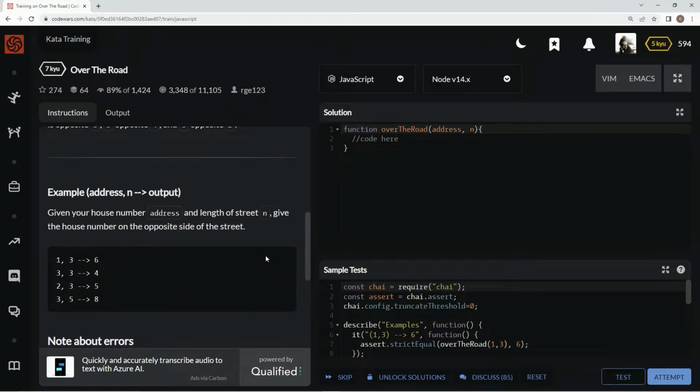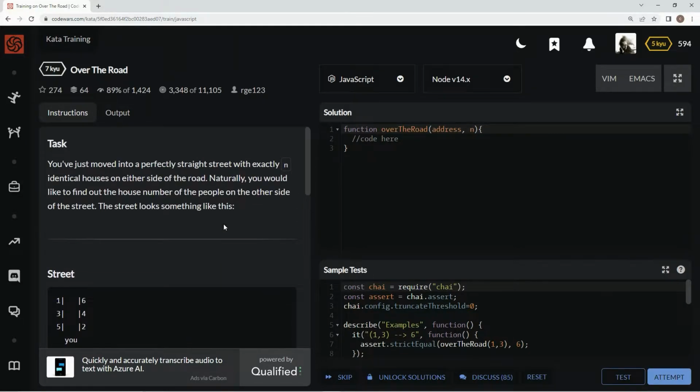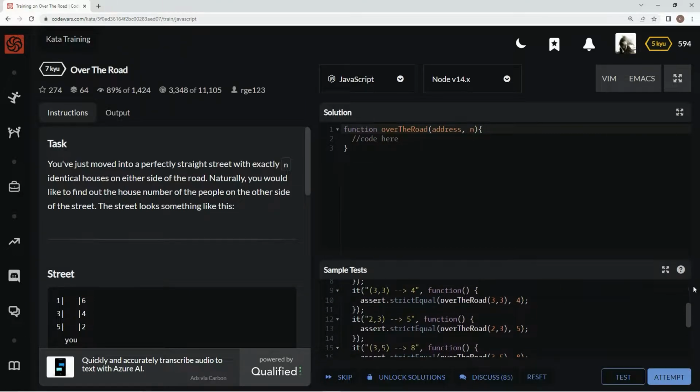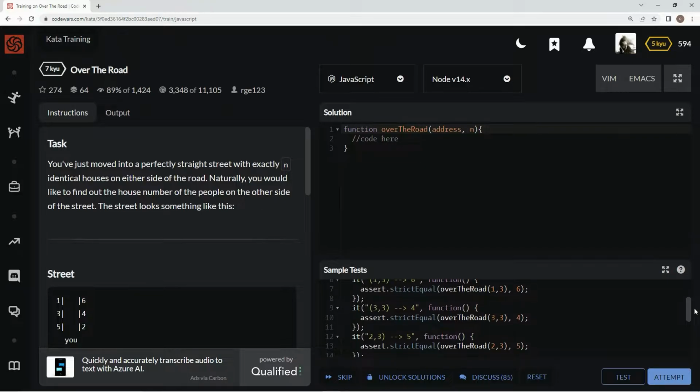Anyway, so this is obviously one of those math trick katas. So what we're going to have to do is figure out some sort of pattern. So what is this? When n is 3, the opposite is going to be 6. Okay, so what are the patterns here? 3 times 2 would be 6. What's the pattern with that?